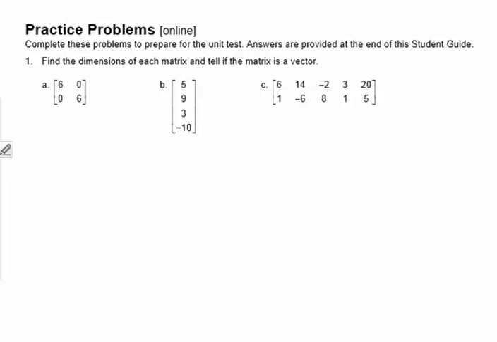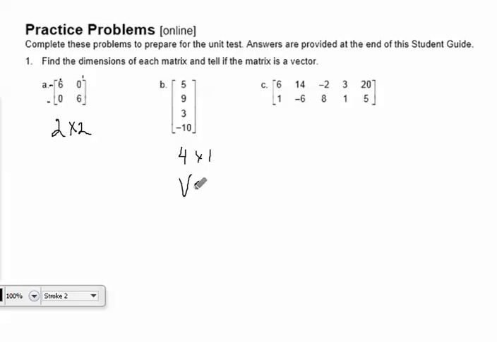So this one is asking, first of all, find the dimensions of each matrix and tell if it's a matrix or a vector. Well, I see two rows and two columns in this one, so it's going to be a 2 by 2 matrix. I see 4 rows and 1 column in this one. This one is a vector. This one I see 2 rows and 5 columns. It's a 2 by 5 matrix.